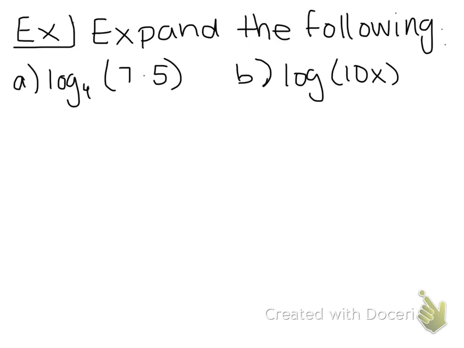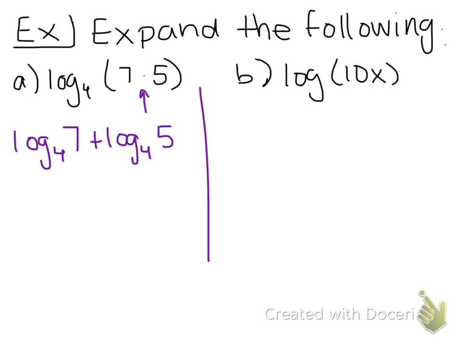So if I'm expanding them, notice you look for the multiplication, and that's going to indicate we're expanding on the product rule. So this will become log base 4 of 7 plus log base 4 of 5. And neither of these can be simplified further by hand, so we would just leave it. Letter B. Obviously the base is implied to be 10. I don't really need to write that down.